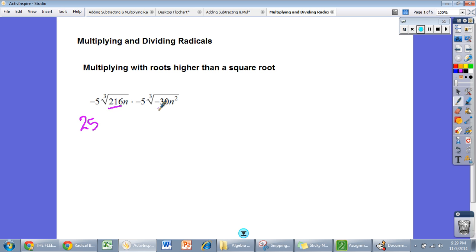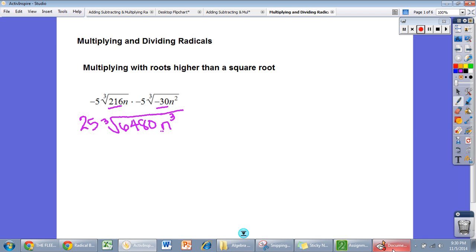Now we're going to multiply the 216 times the -30, and we're going to get the cube root of 6,480, and then of course n times n squared, same base, add the exponents, n to the third. So here we go. We now need to simplify the cube root of this very large number. So let's first work on simplifying the cube root of 6,480.